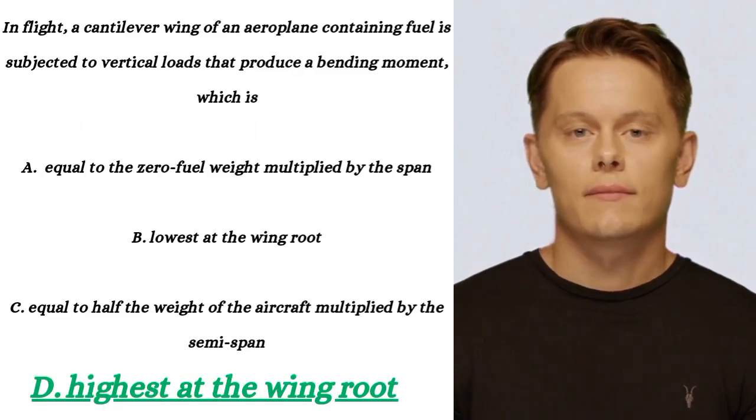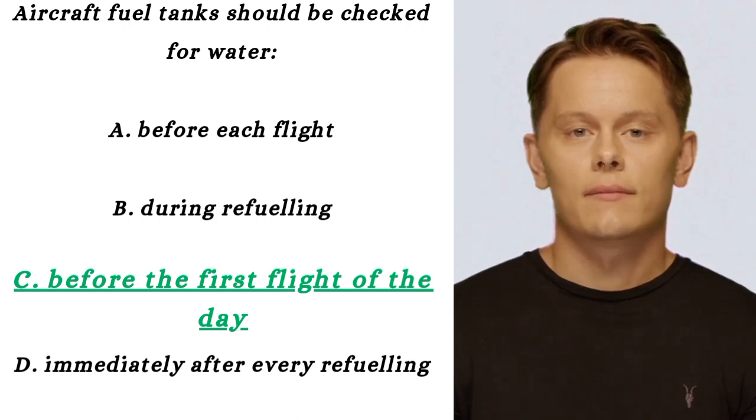Question 9. In flight, a cantilever wing of an aeroplane containing fuel is subjected to vertical loads that produce a bending moment, which is. The answer is D. Highest at the wing root. Question 10. Aircraft fuel tanks should be checked for water? The answer is C. Before the first flight of the day.